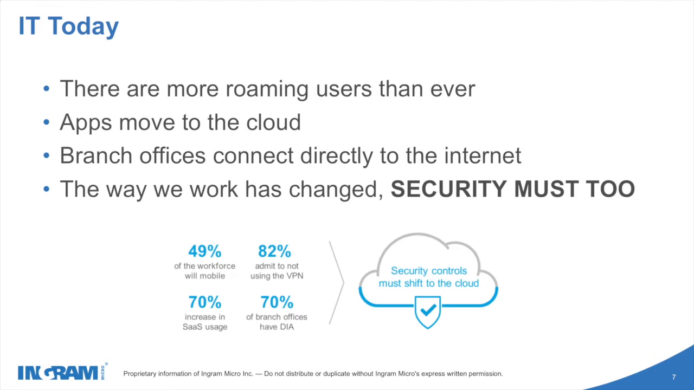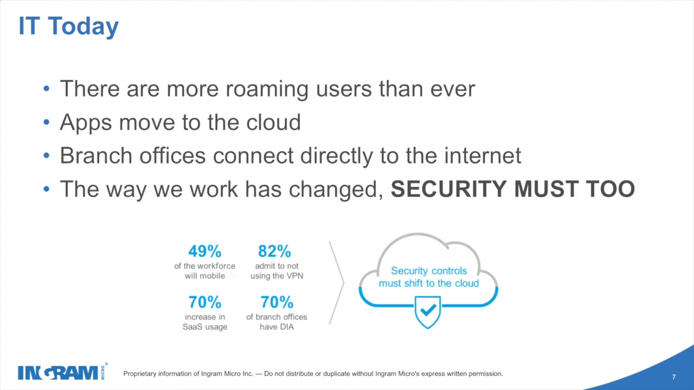Branch offices are now connecting directly to the internet. It's very expensive to backhaul all the traffic to the corporate network, so more and more branch offices are moving towards direct internet access. In fact, there is also a study from Forrester that found that 70% of branch offices had some level of direct internet access, and while you save money by not backhauling the traffic, you lose security protection. So it's estimated that software as a service application usage will increase by 70% in the next 2 years.